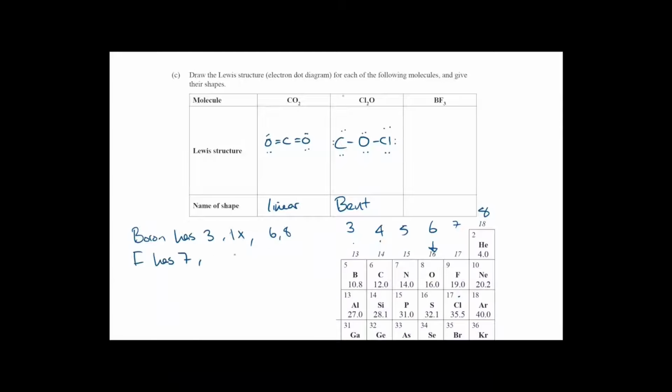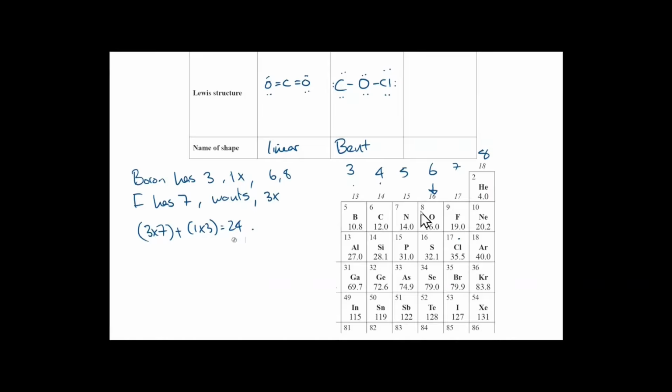It has 7, so it wants 1. And there are 3 of them. So we have 3 times 7 plus 1 times 3. So we've got 24. We are looking for 3 here and 3 or 5, depending on how we go. Let's draw the basic skeleton and see how we go.